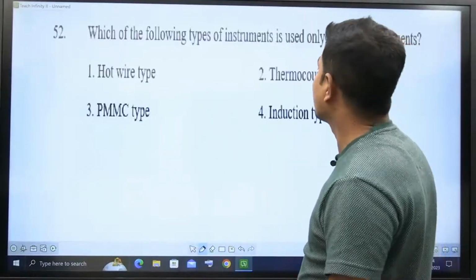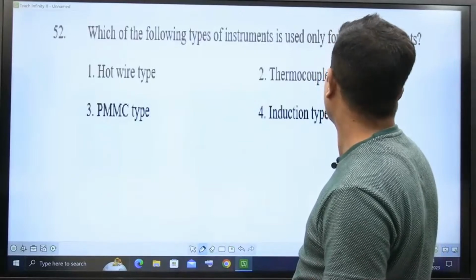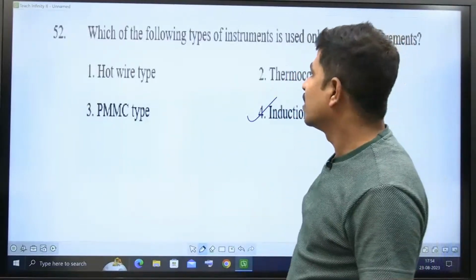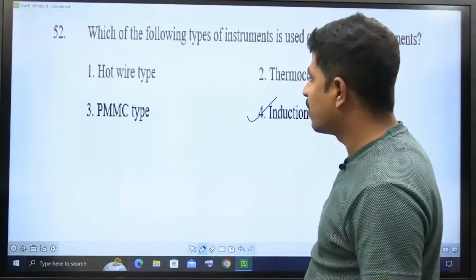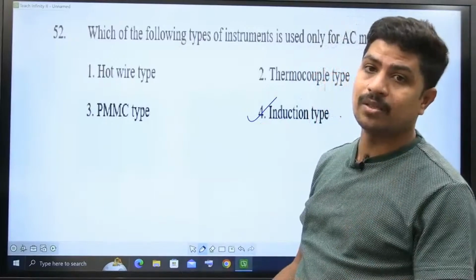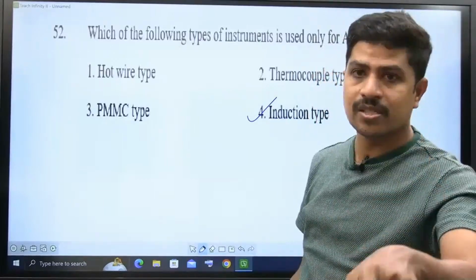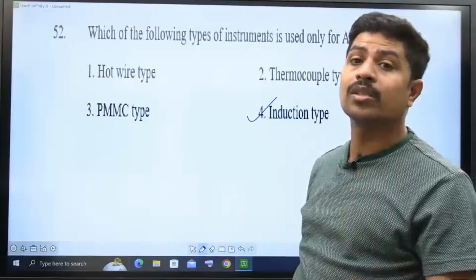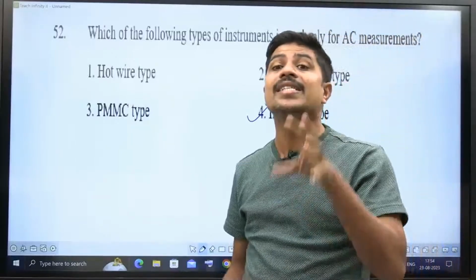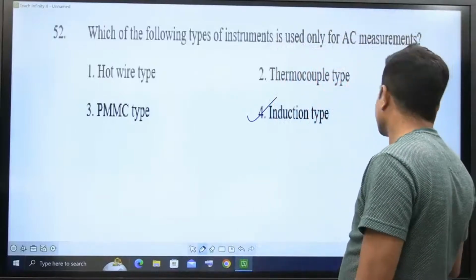Next one. Which of the following types of instruments is used only for AC measurement? Only for AC measurements means induction type. Hot wire type, thermocouple type, PMMC type can be used otherwise. This induction type is only used for AC measurement, because in DC frequency is 0. The induction principle works if and only if the given signal or the operating supply is AC.